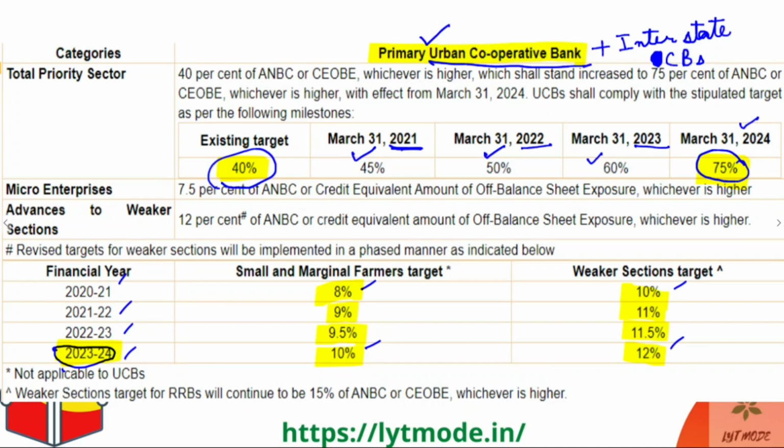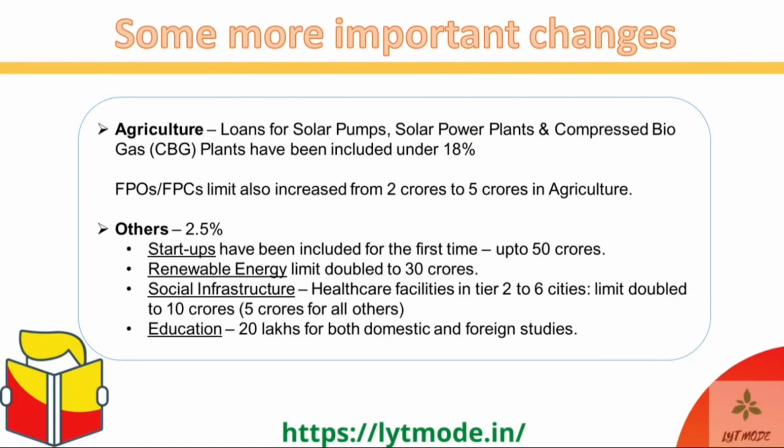And the weaker sections target. Okay, so this is also one more thing that I did not tell you earlier when we were talking about the RRBs. For RRBs, because they have 75% PSL targets, they have to lend more to the weaker sections. They lend 15%. Okay, so for normal banks it is 12%, but the RRBs have to lend 15% towards the weaker sections, because they lend in rural areas, and rural areas have a greater percentage of weaker sections in them. Okay, so this also you should know.